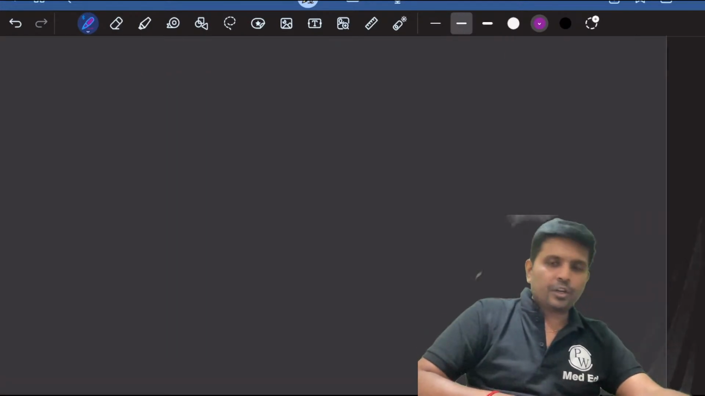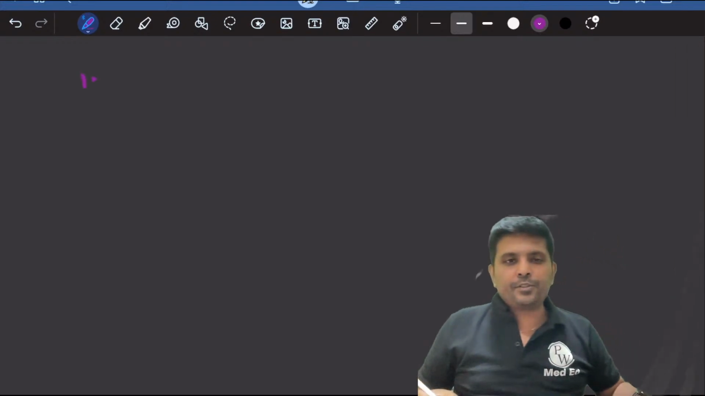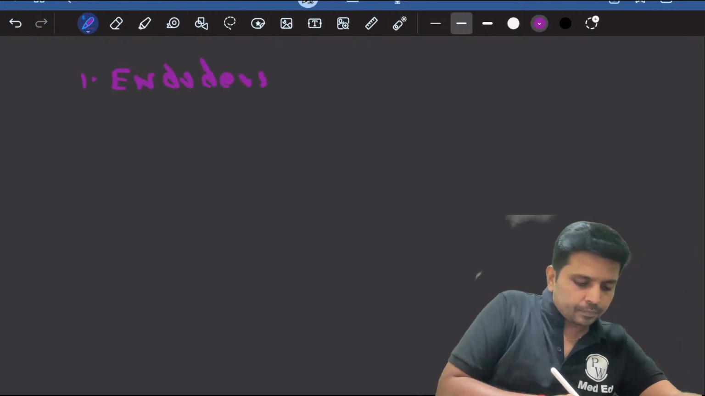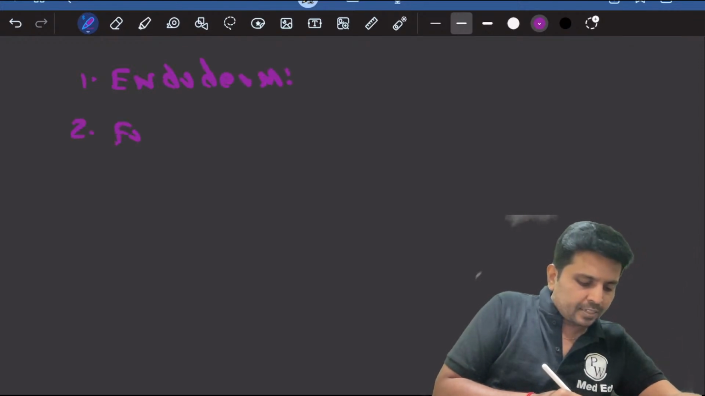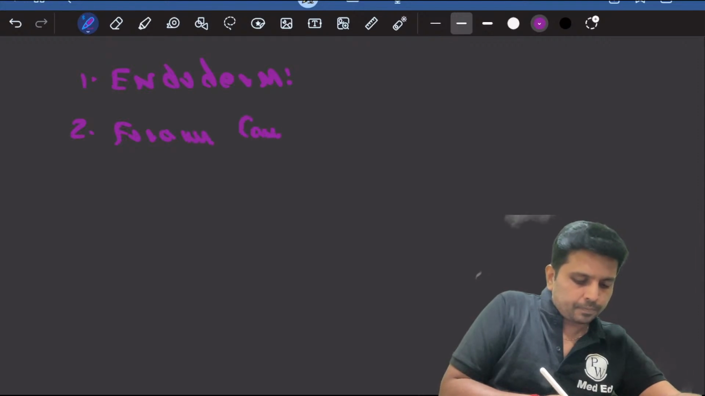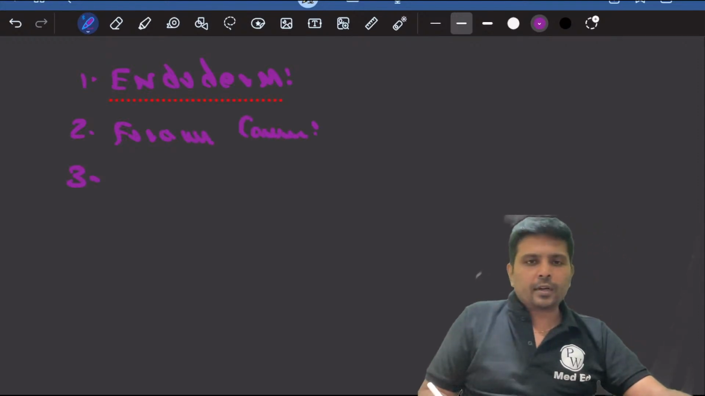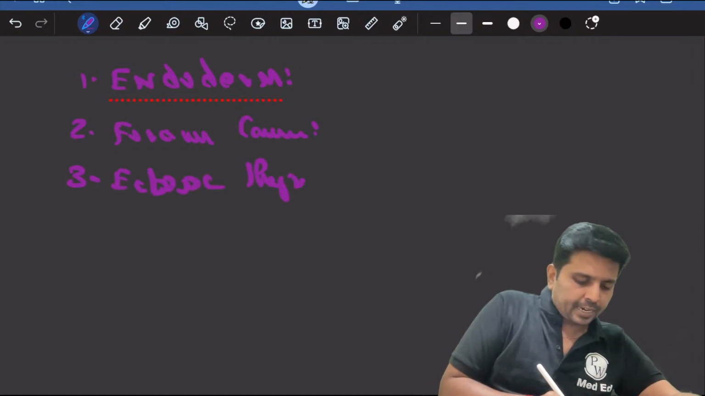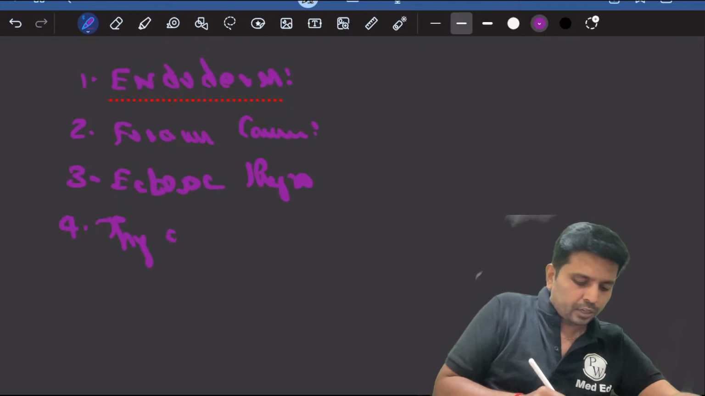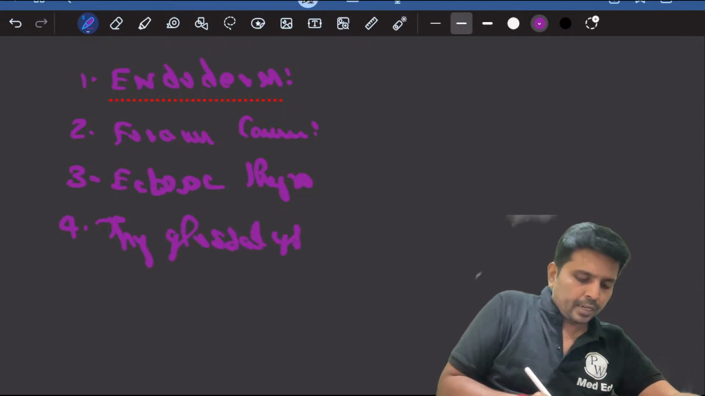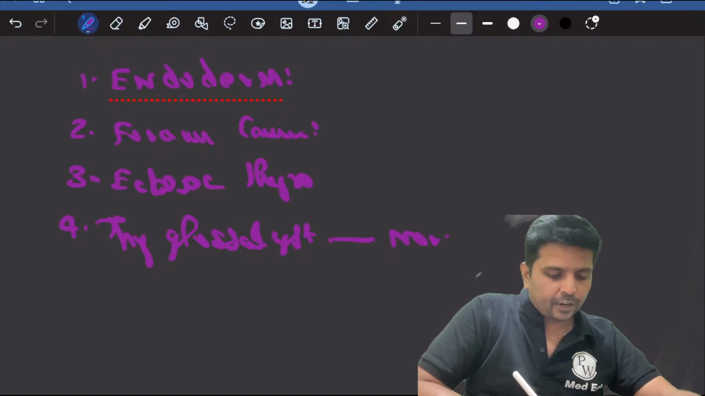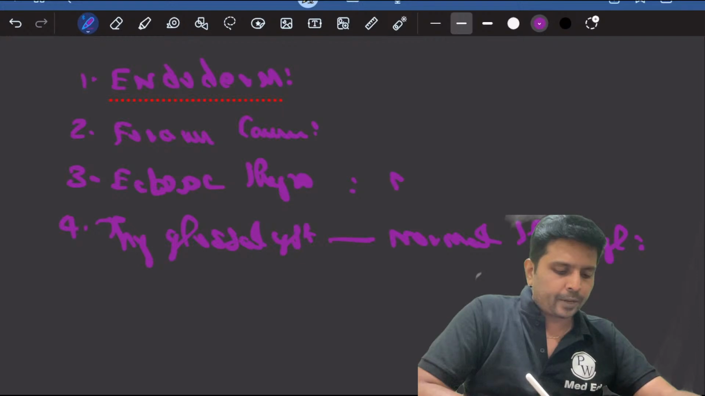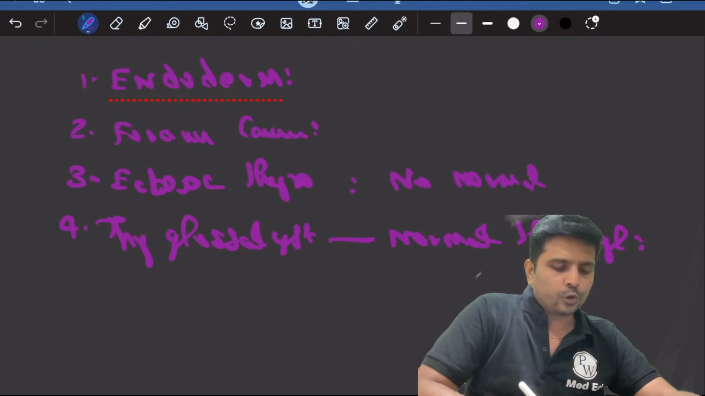Okay. Short revision. What are all the potential MCQs that can be asked? One, it is from endoderm. Second, what is that site? Foramen cecum. Third MCQ, what are the two midline swellings? One is ectopic thyroid. The second one is thyroglossal cyst. In thyroglossal cyst, normal thyroid will be present, so you can remove it, as the thyroid gland is present. In ectopic, no normal thyroid, so don't remove it.